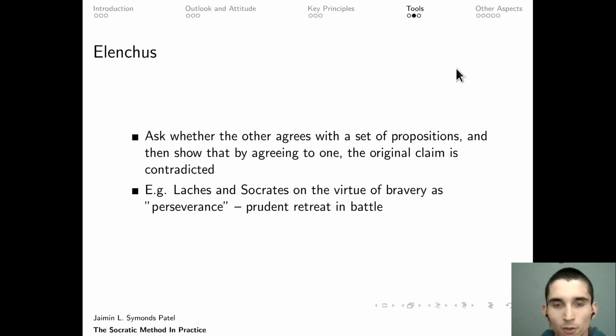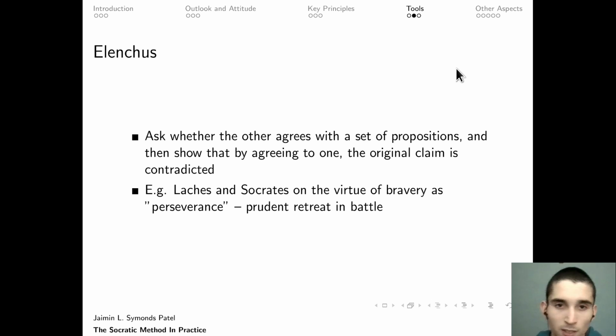And then Socrates says, okay, great, let's work with that. So what about in battle? When you retreat in battle, are there times where it's prudent to do so? In other words, can you supposedly abandon perseverance, but it's still prudent to do so? And then Laches is forced to agree. He says, well, yeah, it's got to be prudent in some cases to retreat in battle, because there are times where it's imprudent to persevere in battle.